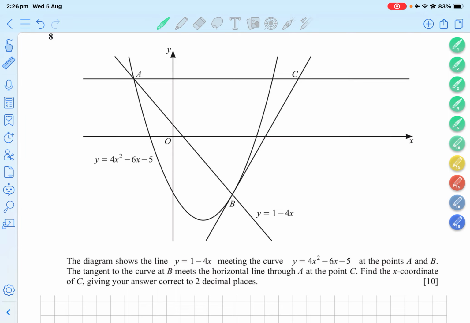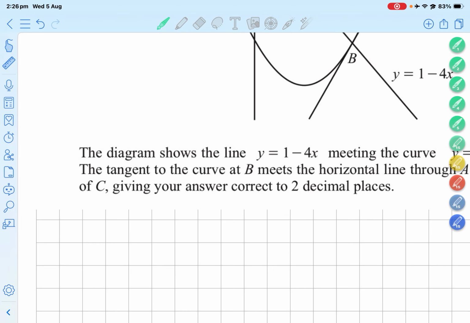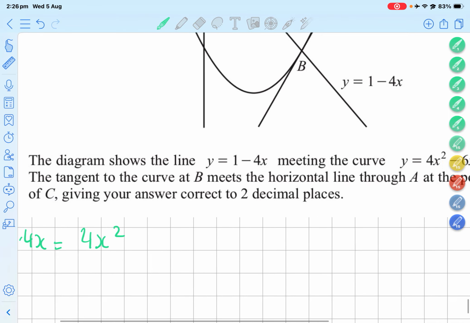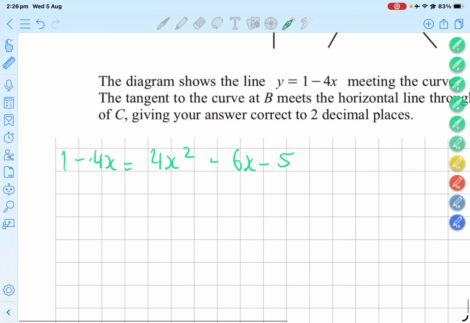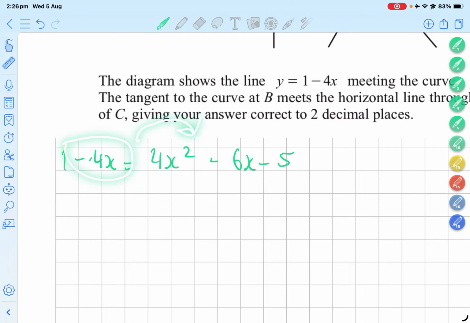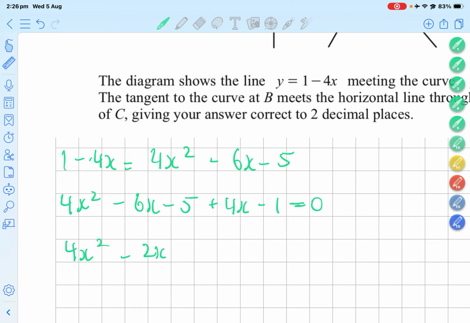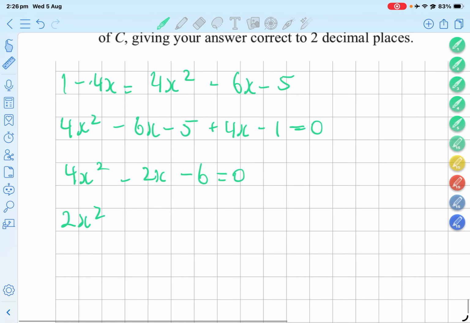So let's begin. First I'll say 1 minus 4x equals 4x squared minus 6x minus 5. I can take 1 minus 4x over to the other side, which gives me 4x squared minus 6x minus 5 plus 4x minus 1 equals 0. So I can add them up: 4x squared minus 2x minus 6 equals 0, and I can divide by 2 to get 2x squared minus x minus 3 equals 0.